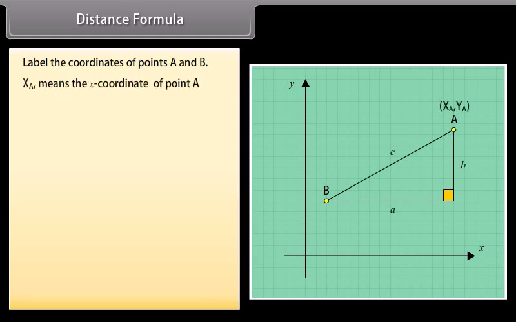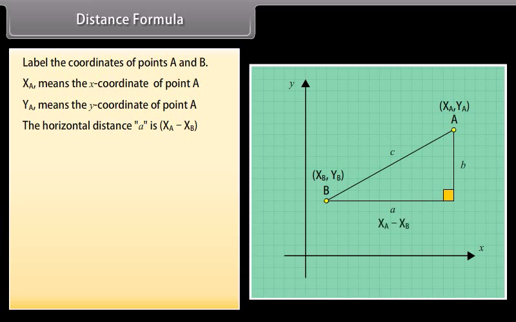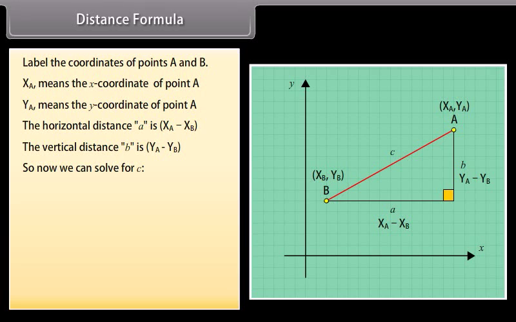XA means the x-coordinate of point A. YA means the y-coordinate of point A. The horizontal distance A is XA minus XB. The vertical distance B is YA minus YB. So now we can solve for C, which is the distance between the points. C square is equal to A square plus B square.